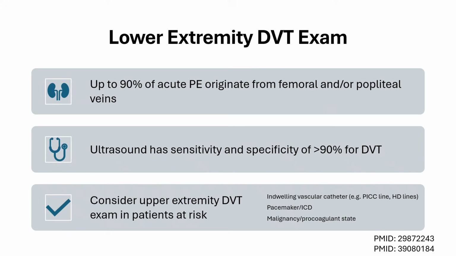In certain patients who are at risk, consider upper extremity DVT exam, which is very similar to lower extremity DVT exam in its principle. Some high-risk patients for upper extremity DVT may include presence of PICC line, hemodialysis catheters, pacemakers, ICDs, and patients who have advanced malignancy or other procoagulant states.